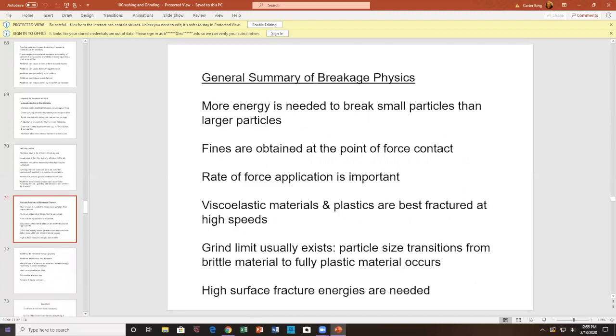General summary of breakage: more energy is needed to break smaller particles than larger particles. Fines are obtained at the point of contact. The rate of force application is important. Viscoelastic materials and plastics are best fractured at high speeds. A grind limit exists. Particle size transitions from brittle to fully plastic. Material occurs in high viscosity. Fracture energies are needed.